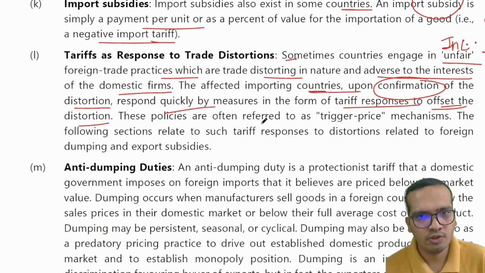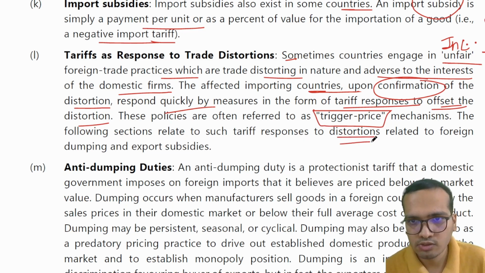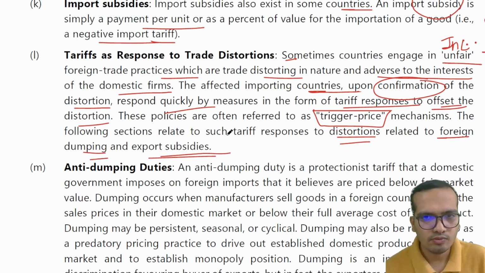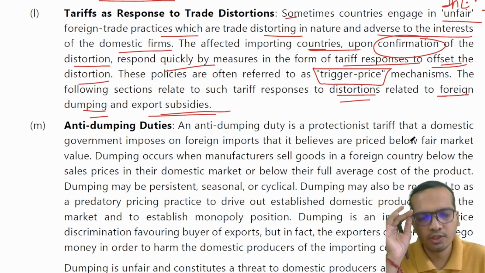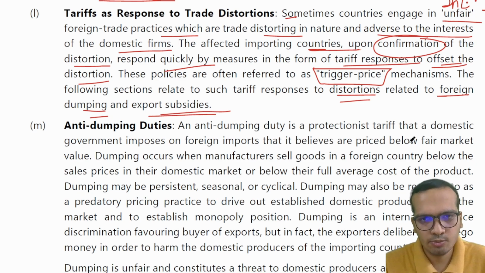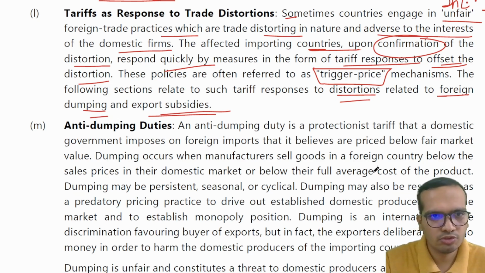These policies are often referred to as ट्रिगर्ड प्राइस मैकेनिज्म, मतलब कुछ स्पेसिफिक प्राइस की बेसिस पे. The following section relate to such tariff responses to distortions related to foreign dumping and export subsidies. मतलब फॉरेन डंपिंग, मतलब फॉरेन कंट्रीज़ को उनके लोकल गवर्नमेंट इंसेंटिव देती है कि आप ज़्यादा से ज़्यादा एक्सपोर्ट करो, तो फॉरेनर फिर लोअर प्राइस में एक अलग कंट्री से इंडिया में डंप करते हैं, एग्जांपल चाइनीज़ गुड्स.